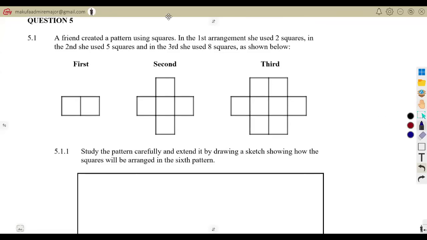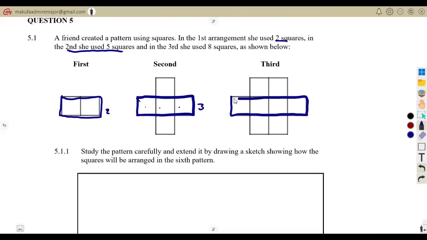A pattern using squares. In the first arrangement, there are two squares. As you can see, there are two squares. In the second one, she used 5 squares, okay? But there's something that I want you to see about this row, these squares in a row, because definitely you have to study what is happening. So the first one, in this row, there are 2. The second one, if we check in this row, how many do we have? 1, 2, 3. 3 boxes. Focus on this part, only this one. You see what is happening. 1, 2, 3, 4. There are 4.